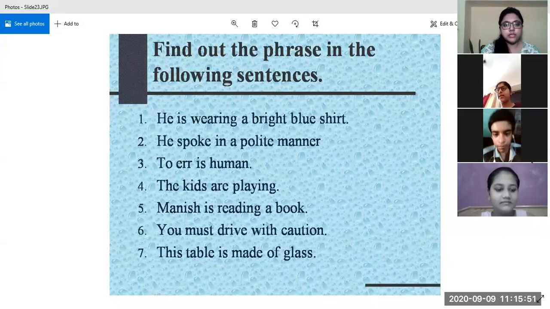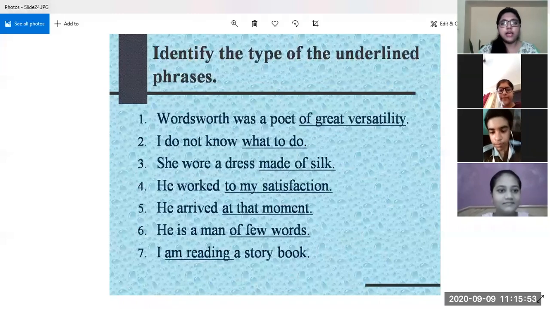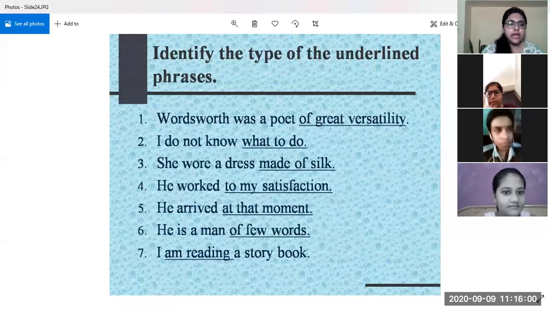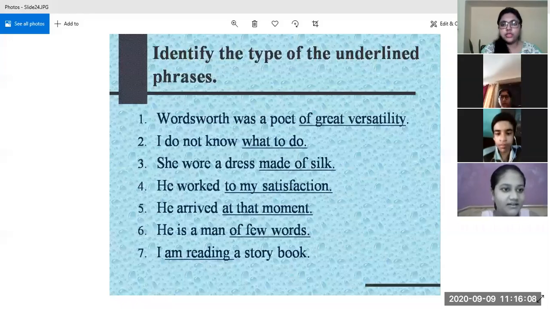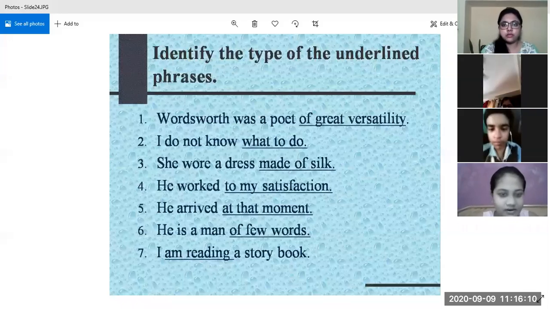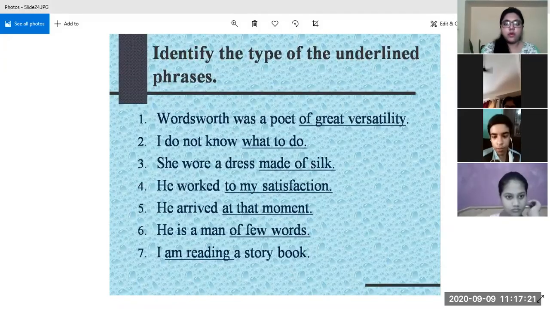Okay. Next, let us move on to the next exercise. Identify the type of the underlined phrase. Now I have underlined the phrases. You have to tell me the type of these phrases. So I'm giving you a few seconds to go through the sentences and prepare your answers. All right, so let's start with the answers. Who will give me the first answer?